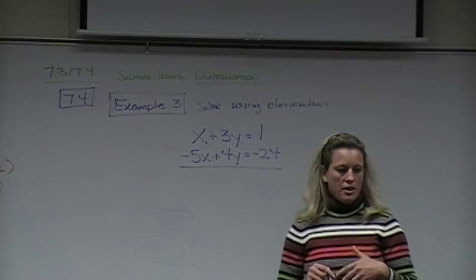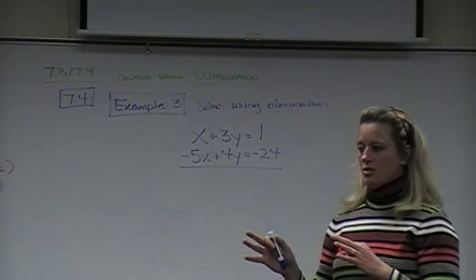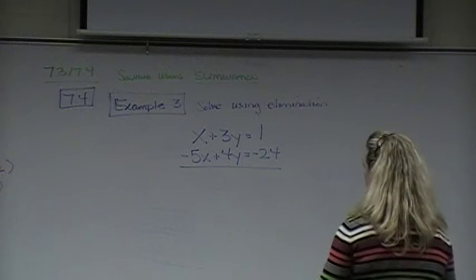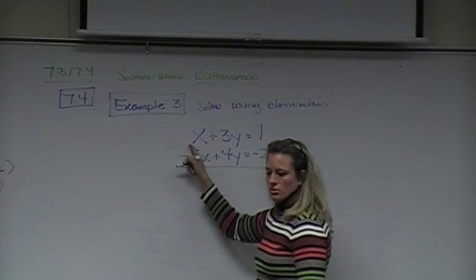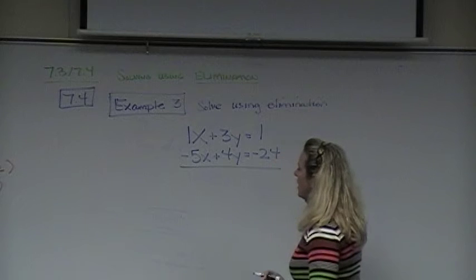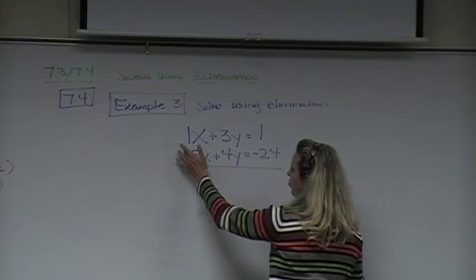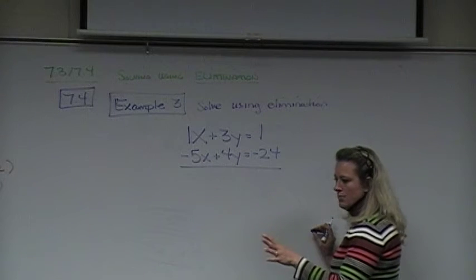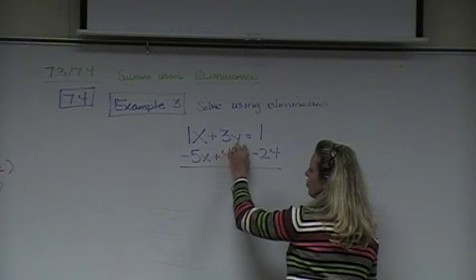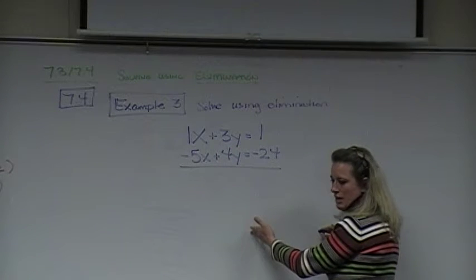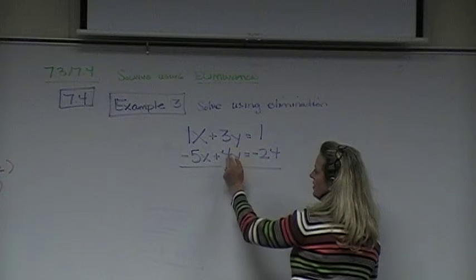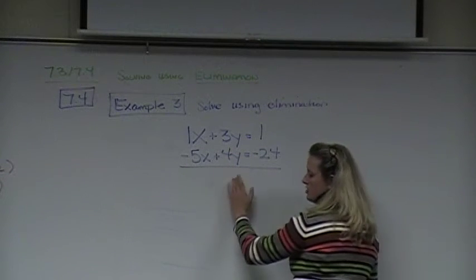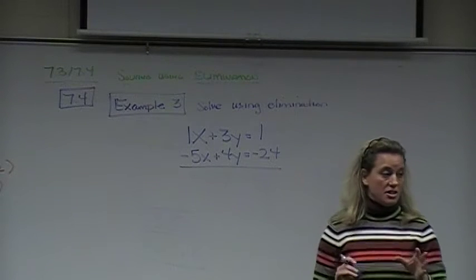Now we ask ourselves, can we add or subtract to eliminate either x or y? No, we can't. Because what's in front of this x that you don't see is a coefficient of 1. Let's put a 1 there for our sake. Can I add 1 and negative 5 and get 0? No. Can I subtract 1 and negative 5 and get 0? No. Let's look at our y's. If I add 3y and 4y, I get 7y. That doesn't eliminate my y's. If I subtract 3y and negative 4y, I get negative 1y. So neither of these variables is going to be eliminated by just adding or subtracting.